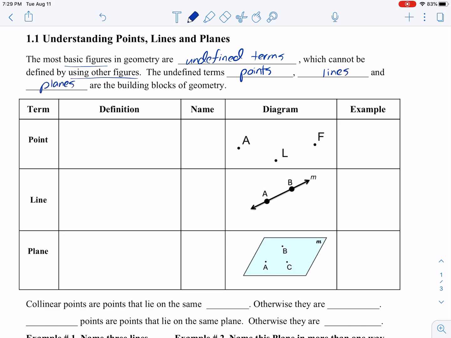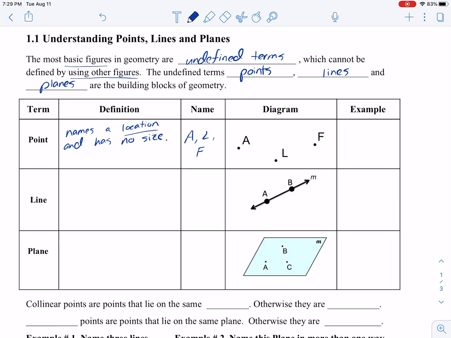And they're the building blocks of geometry, and you're going to see how we're going to define these here in a sec. So a point just names a location and has no size. So the size of the dot does not determine how big that location is or how large that point is. A point just simply names a location. Okay, and you can see three examples here. The way we name a point is just the letter above that dot.